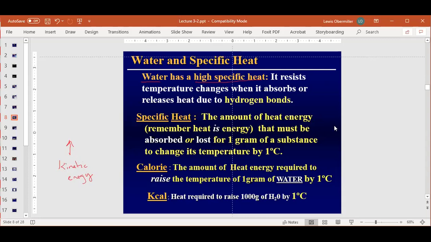So what do you think has more kinetic energy? Your car going down the street at 30 miles per hour or 80 miles per hour? 80. Yeah, because it's going faster. So if I want to increase the temperature, in other words, increase the average kinetic energy of water, then that would mean I have to.